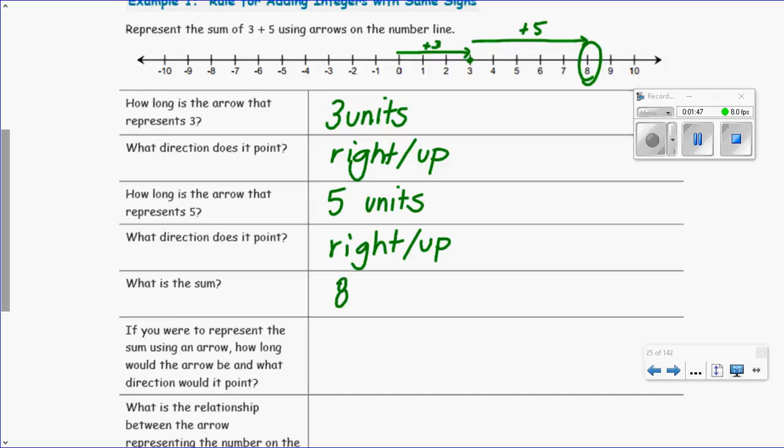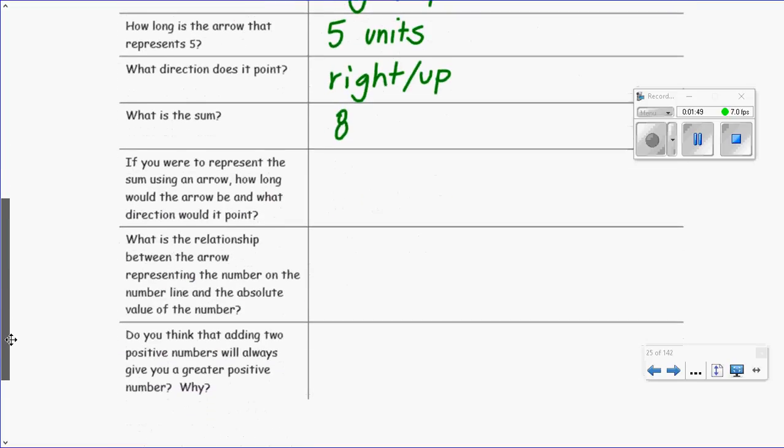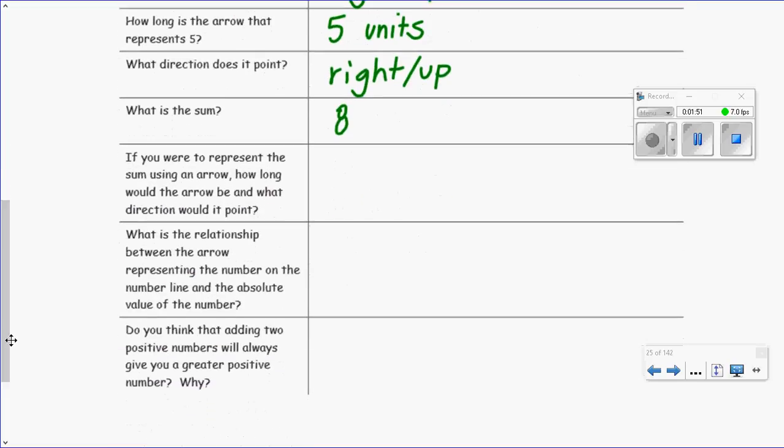If I were to represent just 8 using an arrow, how long would it be? So what if I said, okay, now make 8 an arrow on the number line? Well, that would be 8 units. Sorry, let me clean that up a little. Okay, 8 units. Did I go right or left? I went right. 8 units to the right.